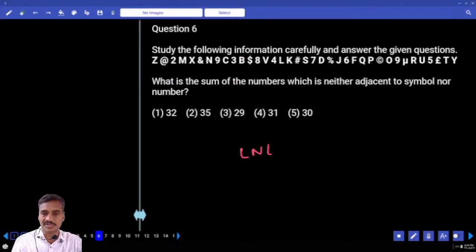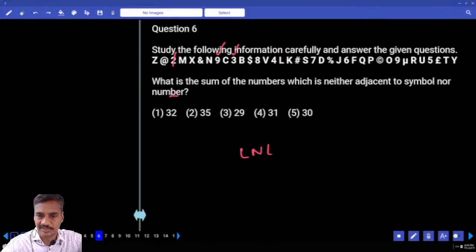Now numbers which are adjacent to this, then numbers which are adjacent to this one, tell me what is the sum of this one. Sum of the numbers which is neither adjacent to symbol nor to number. Now this number is adjacent to a symbol. Now this number is neither adjacent to a symbol nor adjacent to a number. Then 9. Now coming to this one, 3.